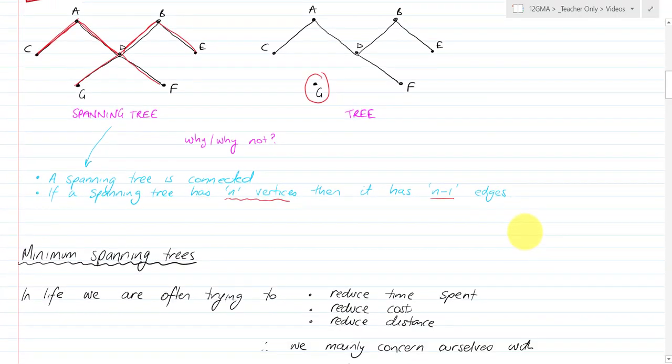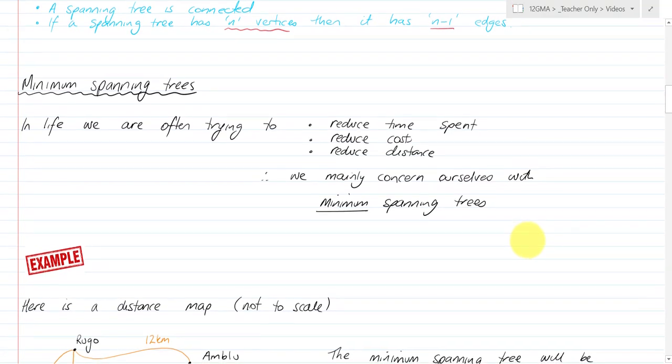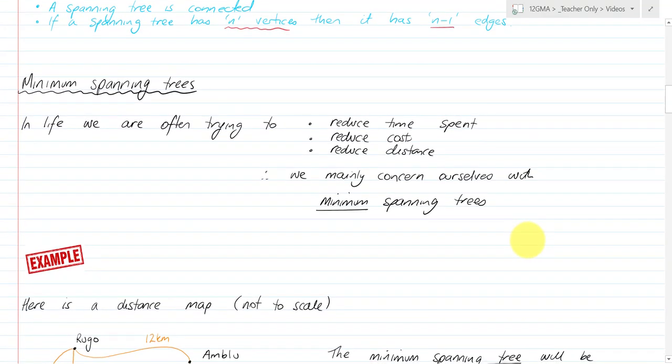Minimum spanning trees are spanning trees that require the minimum weight, or the minimum distance or time or something like that. And we're going to spend a lot of time on that today, so I'll take this further now. In life, we're often trying to reduce time, cost, distance, and so contextually, finding a minimum spanning tree in a larger graph is going to be really important to us.